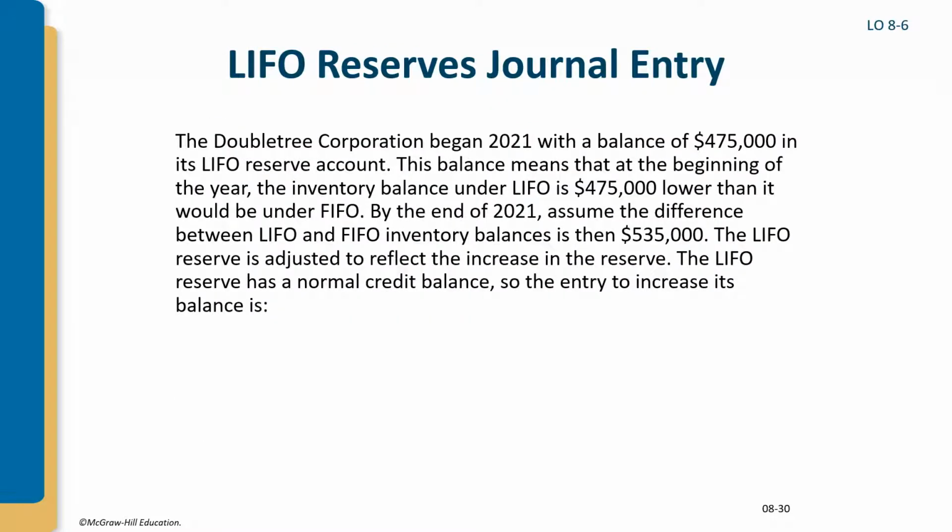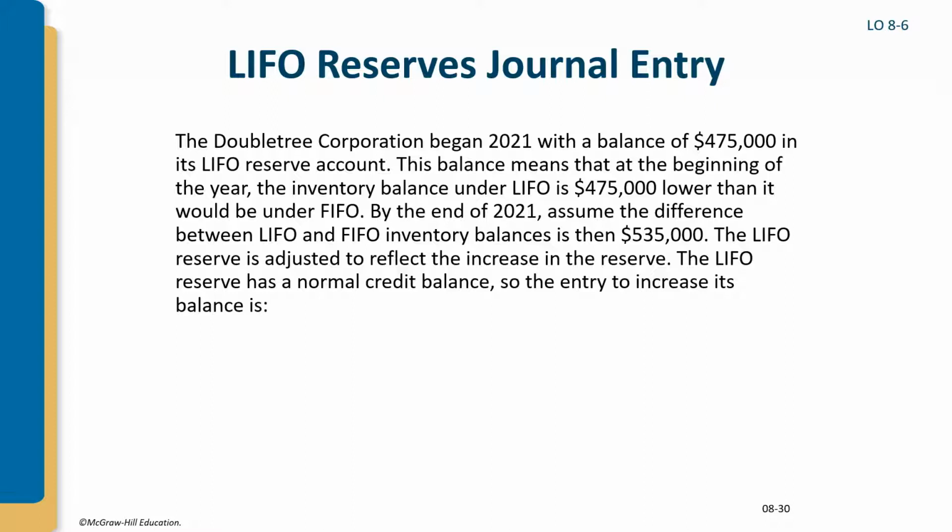So here's a journal entry. Doubletree Corporation began 2021 with a balance of $475,000 in its LIFO reserve account. So that would be a credit balance. This balance means that the beginning inventory balance under LIFO is $475,000 lower than it would be under FIFO. Remember, it's a contra to inventory.